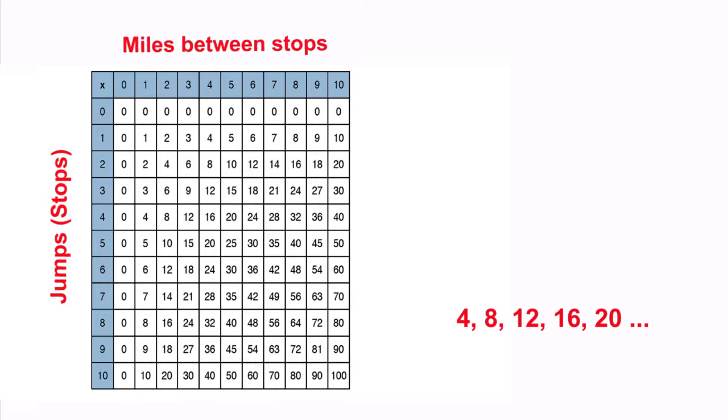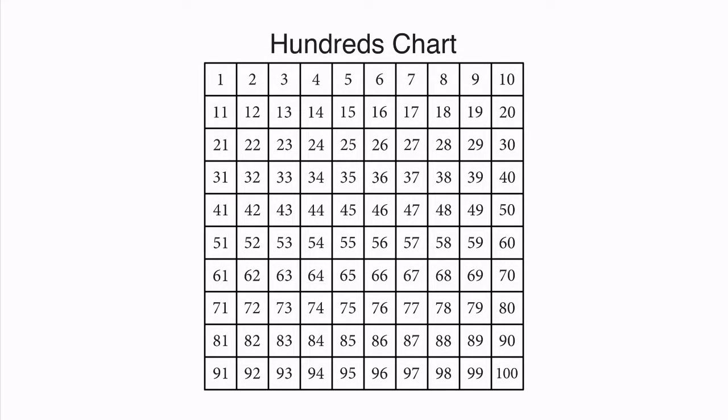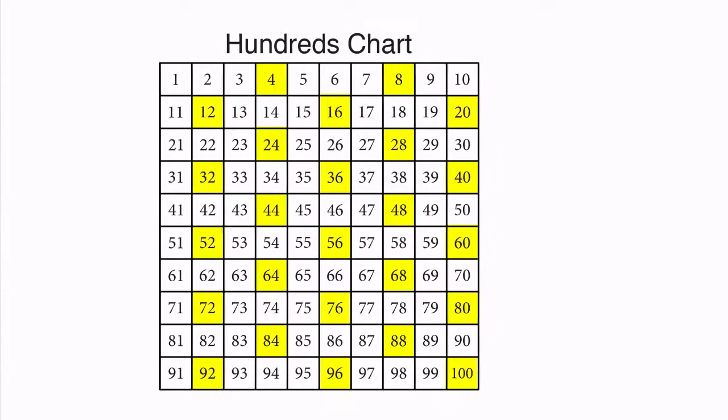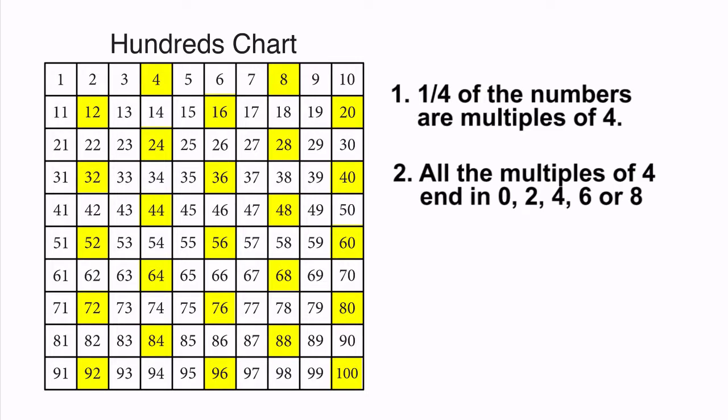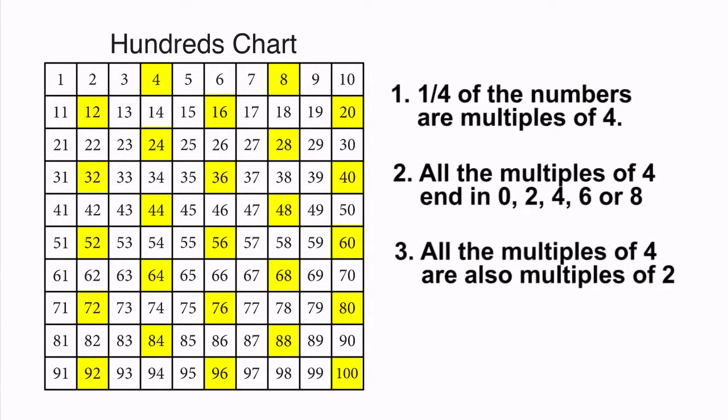As always, I'm going to look for patterns of multiples of 4. Let's shade in a hundreds chart to show all the multiples of 4. Your child will probably first notice the spatial relationship, where there are 3 boxes between numbers and they fall in certain columns. Encourage them to keep looking and notice the digits of the numbers and connections to previous knowledge. You may notice that 1/4 of the numbers between 1 and 100 are multiples of 4. Also, all the multiples end with 0, 2, 4, 6, or 8. This also means that all the multiples of 4 are also multiples of 2.